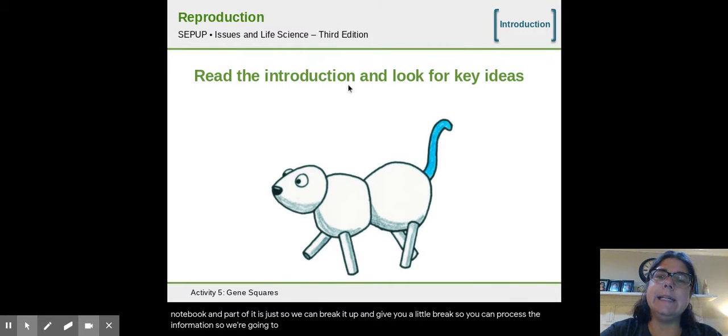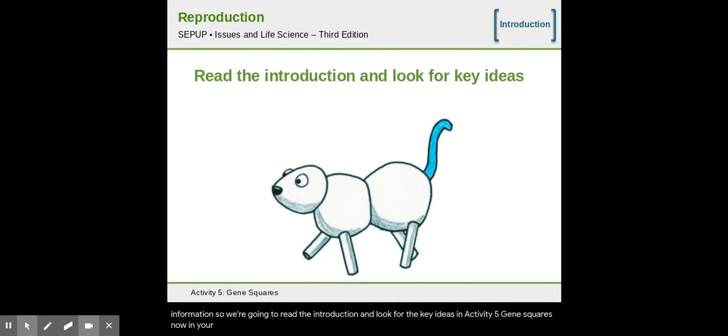So we're going to read the introduction and look for the key ideas in Activity 5, Gene Squares. Now, in your notebook, in your slides, there's the English text. If you need Spanish, please go to LabAid's portal.